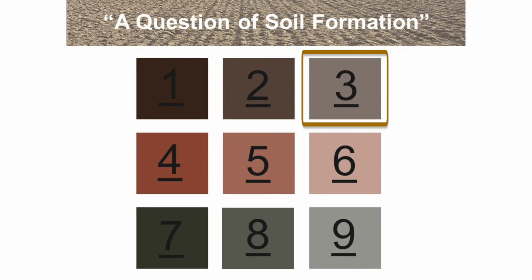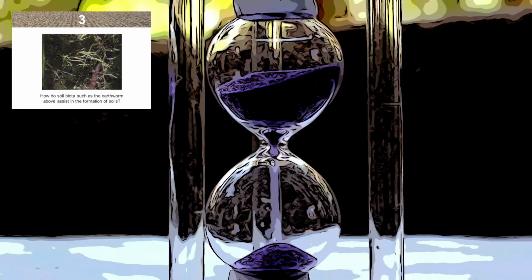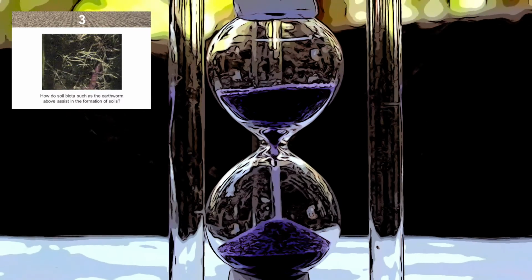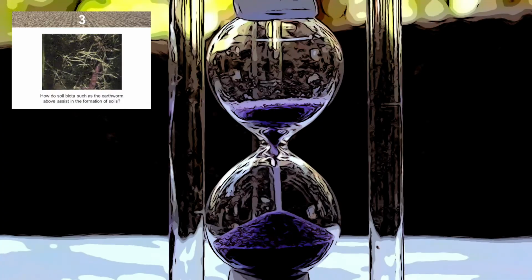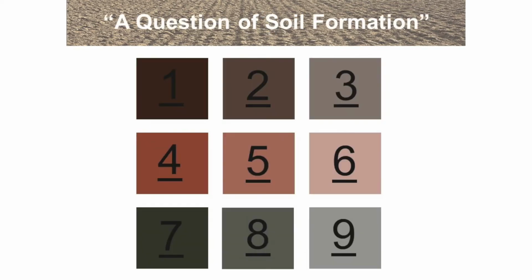Question 3. How do soil biota, such as earthworms above, assist in the formation of soils? Answer. Earthworms are active in brown earth soils as they move through the soil horizons, mixing up the soil horizons and helping create better drainage in soils. The earthworm is sometimes called our ecosystem engineer.